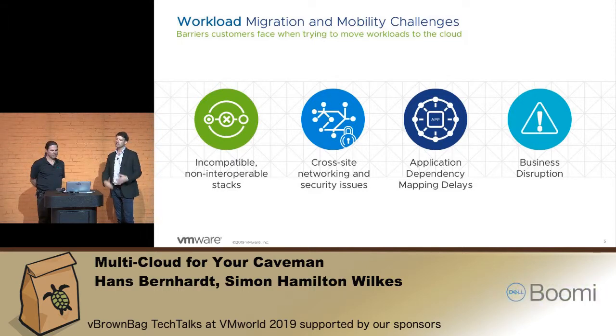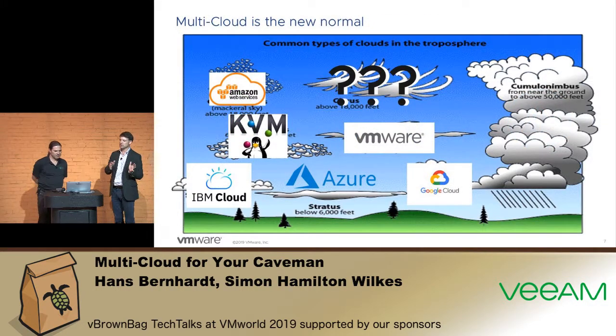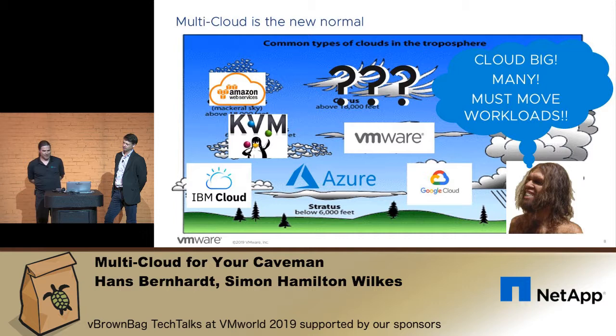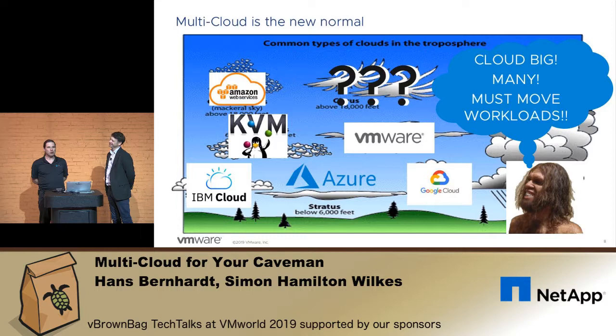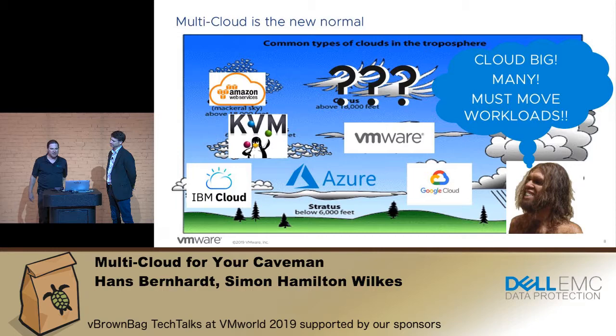And then all that leads to disruption, because instead of being able to migrate workloads transparently, you have to take an outage and figure out how to get them from A to B and translate whatever you need to translate in the process. So what this comes down to is we have all these, we'll call them disparate clouds that we have to work with, and our caveman says, cloud big, many, must move workloads. And that's fundamentally our goal, to be able to move any workload, whether it be a virtual machine or containers or pieces of apps, vApps, which would be virtual machines in different clouds actually working together across clouds.